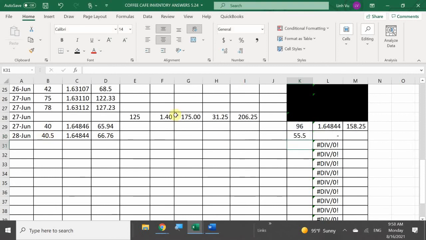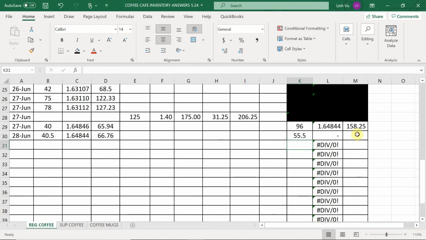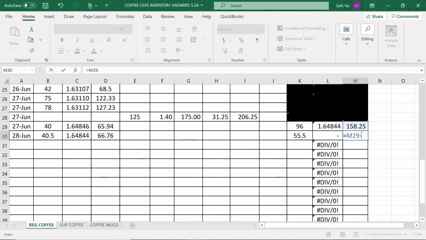Now, in this case, because I'm taking the average cost, I have to constantly calculate that, because every time I purchase and every time I sell an item, my cost is going to change. So in this case, I have to take my total cost of 158.25, but I sold 66.76 worth. So how much do I actually have left?